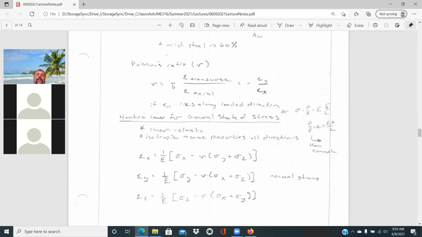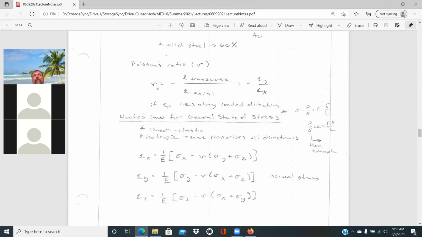Poisson's ratio is defined as the negative of your transverse strain divided by your axial strain. Remember, when it's in tension, the transverse strain will be negative and the axial strain is positive. And so the negative out front causes the Poisson's ratio to be positive. That's going to range generally from 0 to 0.5.